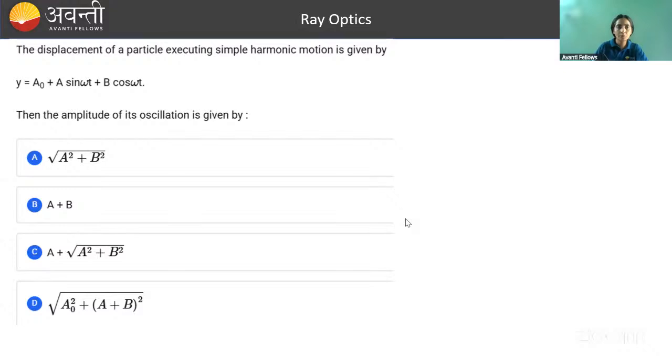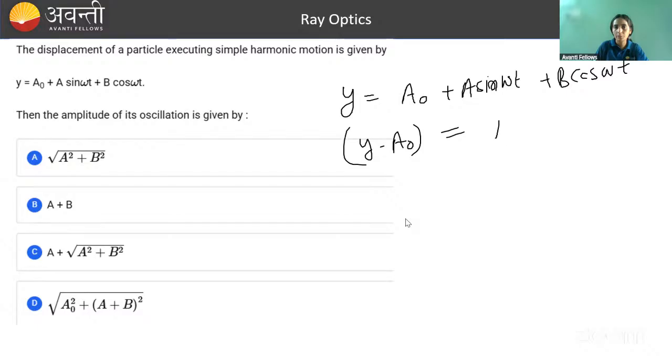So what is the question? We are given SHM like this. I mean, equation कैसा लिखा हुआ है? Y equal to A naught plus A sin omega t plus B cos omega t. So SHM will look like what? Y minus A naught is equal to A sin omega t plus B cos omega t. This is your SHM, right? मैंने A naught को इधर इसलिए लिया है, देखो अगर तुम y equal to देखते हो, this A naught is a constant, it is not varying with time.